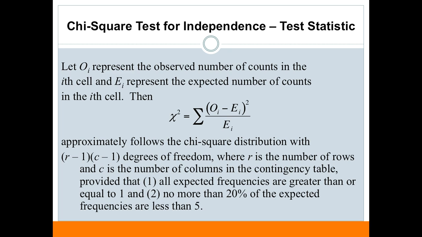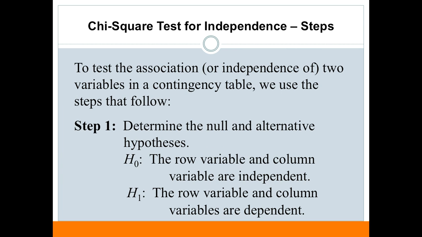Now, a couple of things have to be true. Those same sort of conditions need to be met. All expected frequencies have to be greater than or equal to 1, and no more than 20% of the expected frequencies can be less than 5. So let's go through the steps, and then we're going to go back to that example.